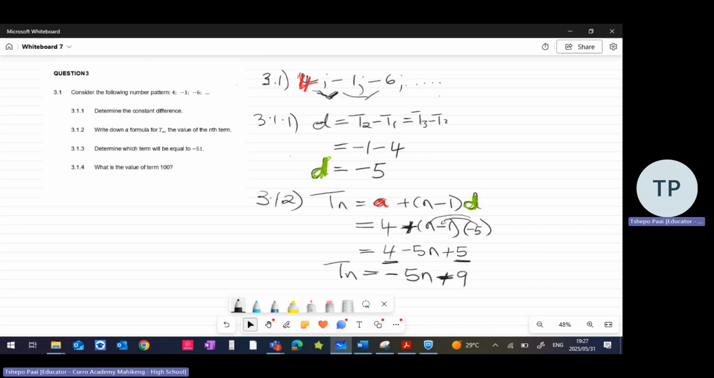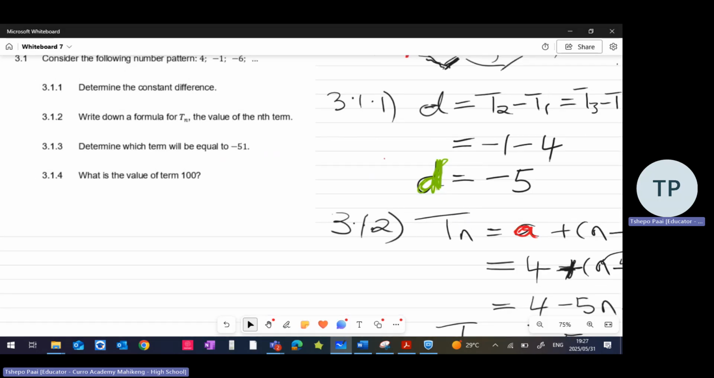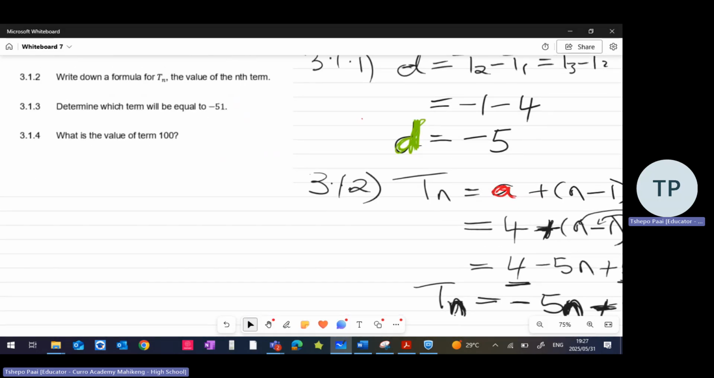And you need to understand what is Tn. We call it the general term of a number pattern. It means if I know the general term of a number pattern, I can find any term of the pattern. If they want term number 20, I will just go to my Tn and replace n with 20. If they want, say for example, term number 15, I will just replace n with 15. You'll see the next question that is coming, 3.1.4. They will ask you for a specific term. But allow me first to answer 3.1.3.